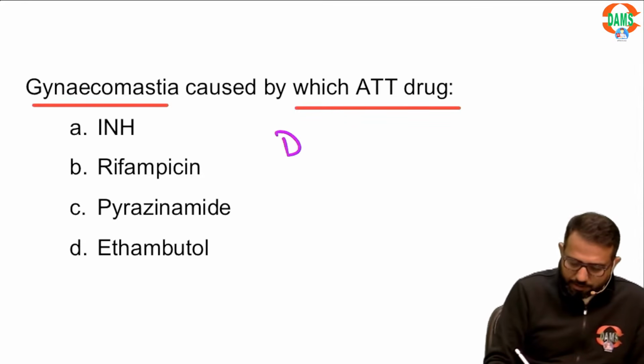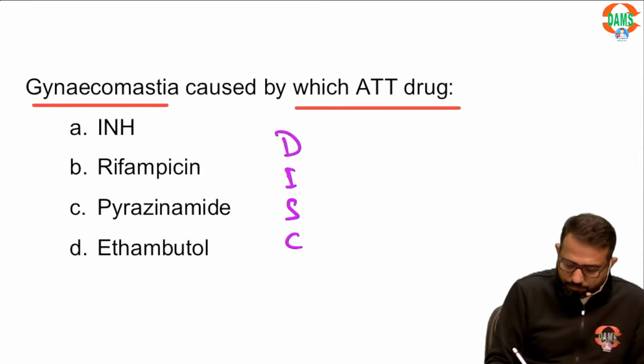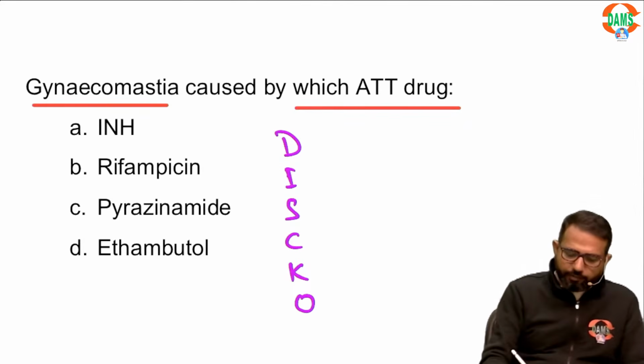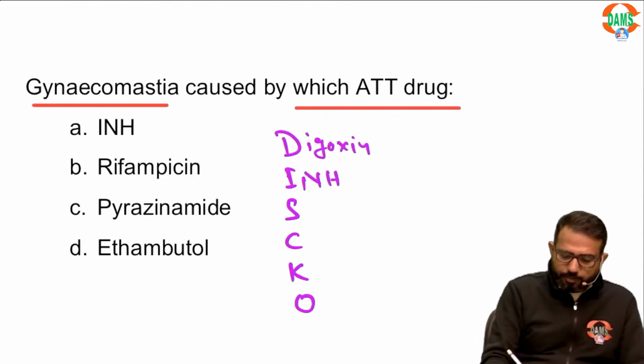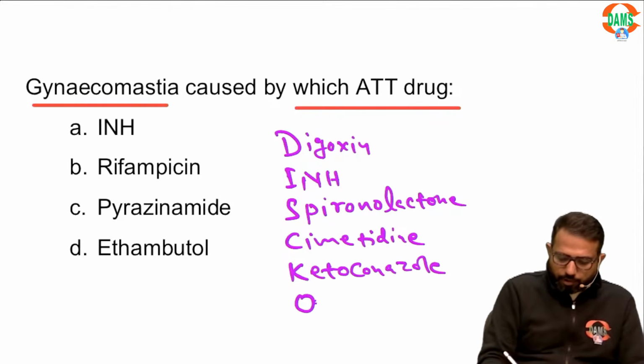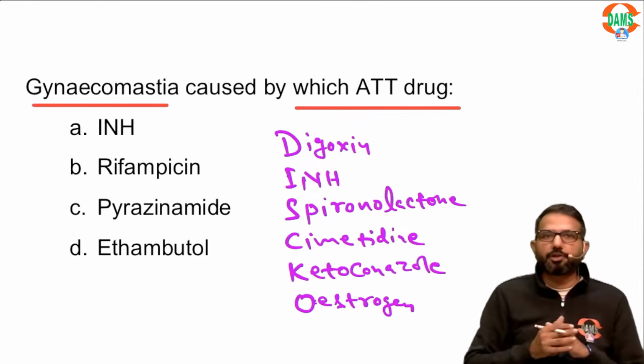So remember the drugs, DISCO. These drugs are commonly causing gynecomastia. D for digoxin, I for isoniazid, S for spironolactone, C for cimetidine, K for ketoconazole, O for estrogen or omeprazole. These drugs are commonly causing gynecomastia.